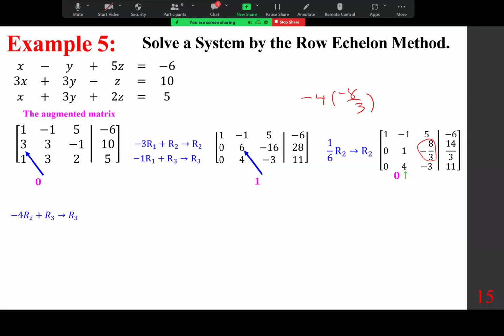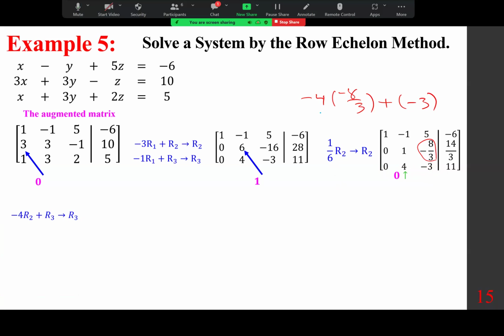And then I'm going to add it to negative 3. Right, I want to show you what I'm doing. I'm multiplying this one by negative 4, and then I'm adding the negative 3. That's the idea. So we want to see what would be the new entry here.